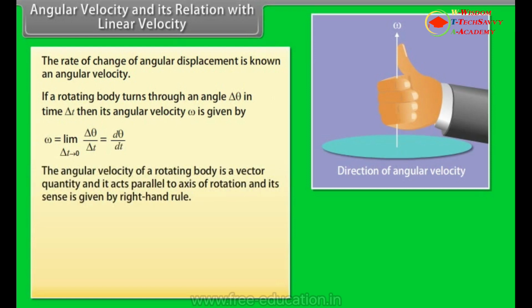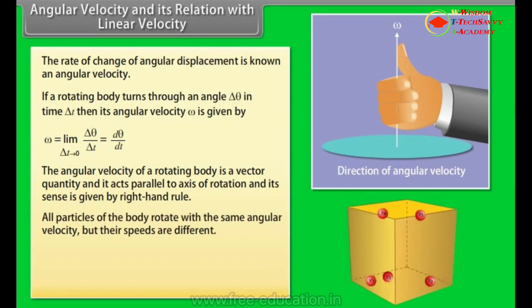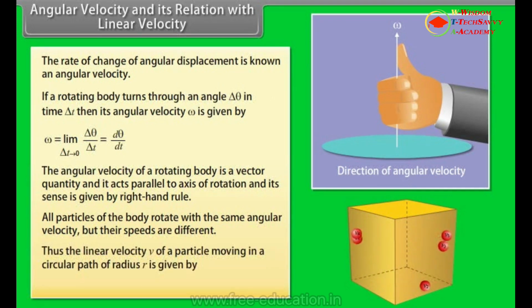The angular velocity of a rotating body is a vector quantity and it acts parallel to the axis of rotation, and its sense is given by the right-hand rule. All particles of the body rotate with the same angular velocity, but their speeds are different. Thus, the linear velocity v of a particle moving in a circular path of radius r is given by v is equal to r into omega.